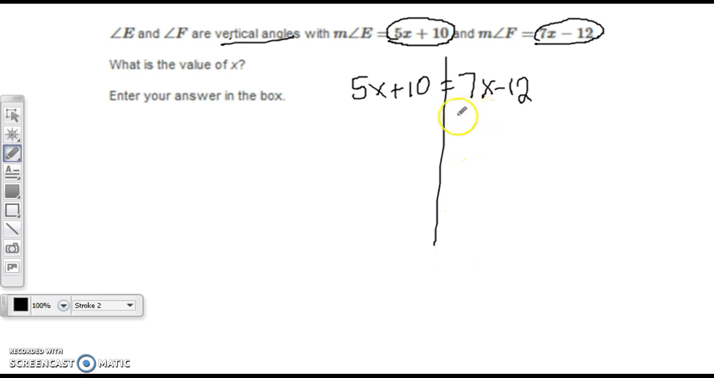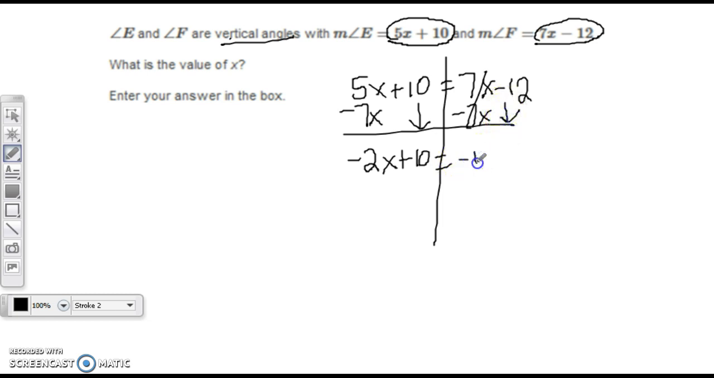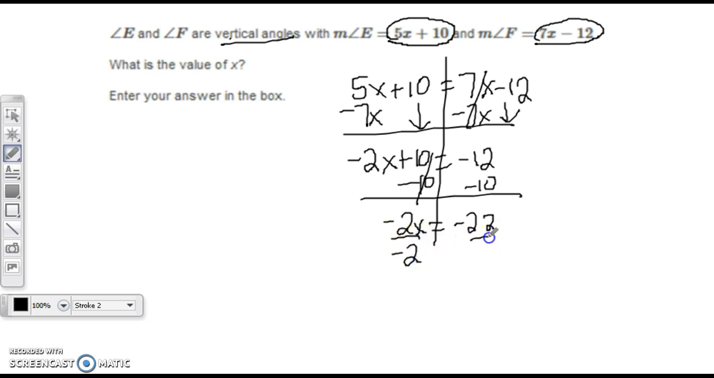And then we're going to solve. I'm going to minus 7x's from each side. 5x minus 7x is negative 2x. Bring the 10 straight down and bring the negative 12 straight down. I'm going to minus 10 from each side because I'm trying to get that x by itself. And then I'm going to divide each side by negative 2.